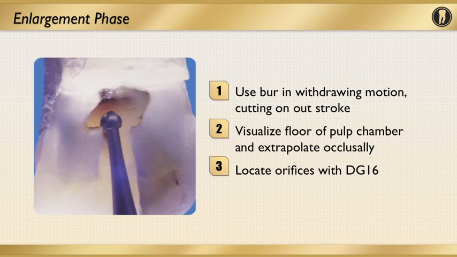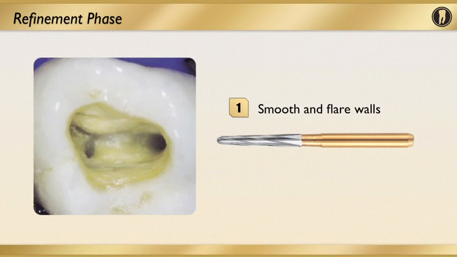We want to get an idea through the use of the DG16 Explorer: where are the general locations of the large orifices and the canal spaces within the penetration that we have created? Once we have identified the location of the orifices, which eventually will become the orifices that lead into the cleaned, disinfected canals, we want to smooth and flare the walls.